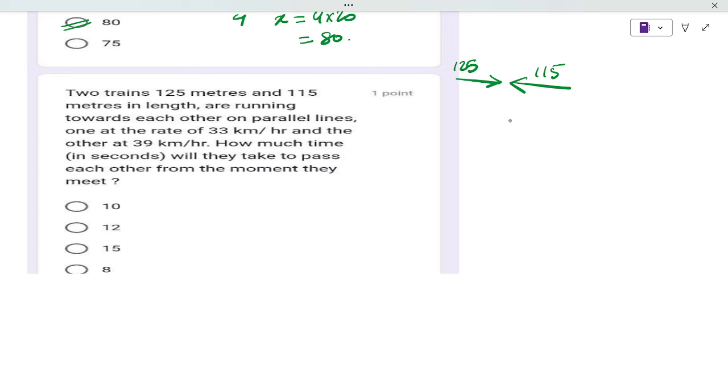On a parallel line, one at the rate of 33 km per hour and the other one at 39 km per hour respectively. How much time in seconds will they take to pass each other from the moment they meet?